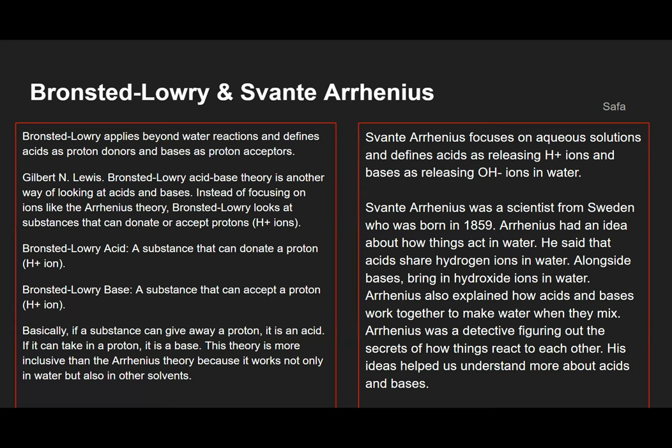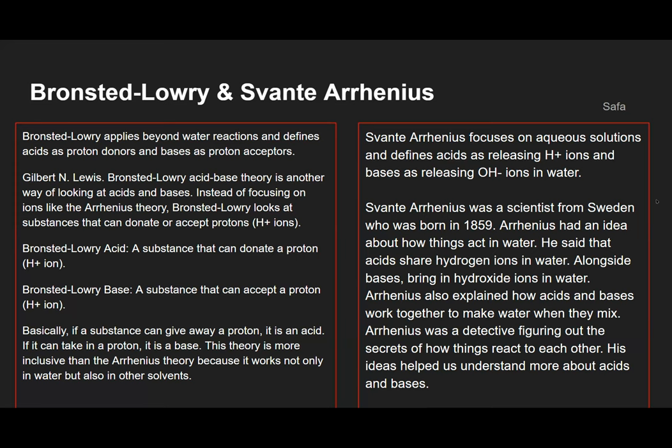This theory is more inclusive than the Arrhenius theory because it works not only in water, but also in other solvents. Now for Svante Arrhenius. Arrhenius focuses on aqueous solutions and defines acids as releasing H+ ions and bases as releasing OH- ions in water. Svante Arrhenius was a scientist from Sweden who was born in 1859.